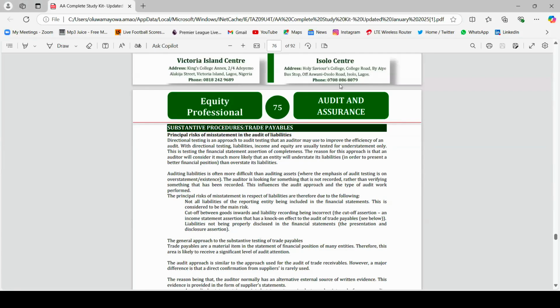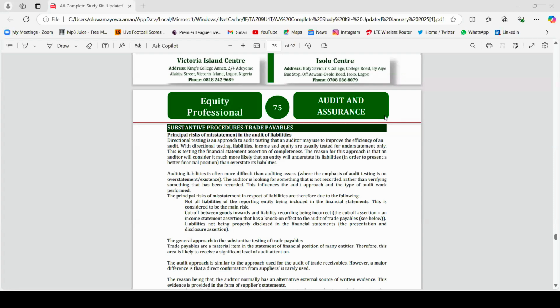Like I said, tonight's class is a continuation of where we stopped last week. Last week, we were looking at substantive procedures, and the introduction to the class was done by the other lecturer, and we looked at what a substantive procedure is. Basically, substantive procedures are those audit procedures that the auditor will carry out to test and to get audit evidence on a matter, financial statement, transactions that have been made by management.